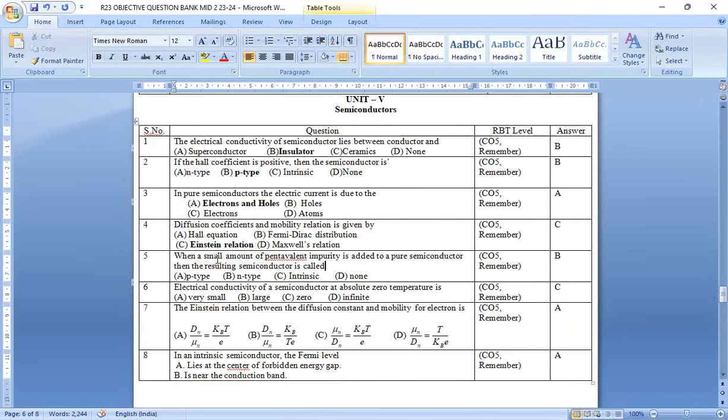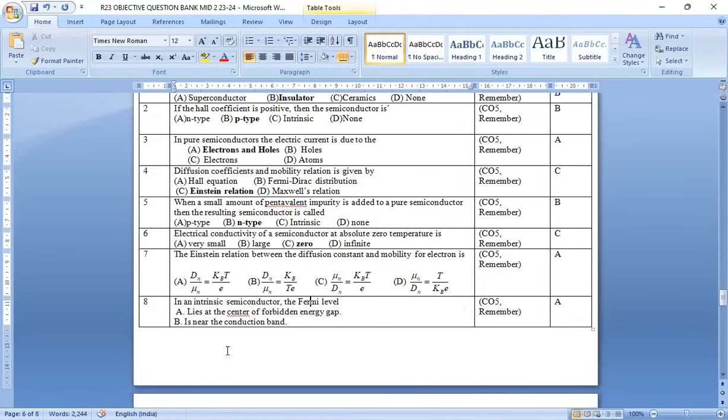When a small amount of pentavalent impurity is added to a pure semiconductor, then the resulting semiconductor is called N-type semiconductor. Option B is the right answer. Electrical conductivity of a semiconductor at absolute zero temperature is 0. Option C is the right answer. The Einstein relation between the diffusion coefficient and the mobility of an electron is D_n by mu_n is equal to k_B T by e. Option A is the right answer.